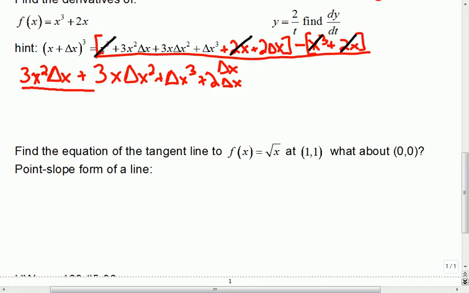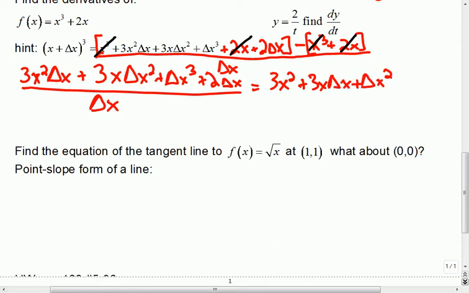And underneath it, I have delta x. So if I factored out the delta x, the piece that I'd be left with is 3x squared plus 3x delta x plus delta x squared plus 2. And remember, delta x is going to 0. So that means 0 times any number is 0, and 0 squared will be going to 0. So what I'm left over with is 3x squared plus 2.